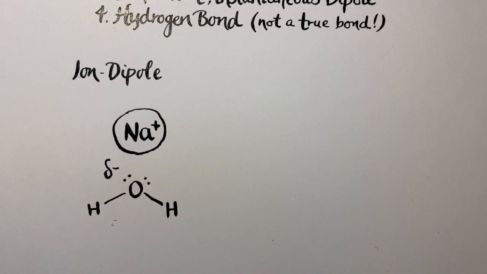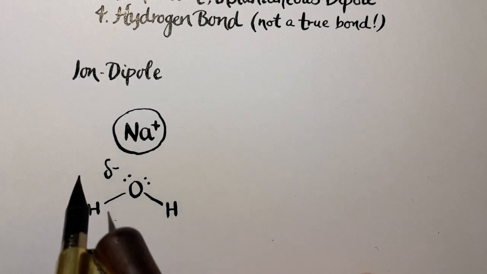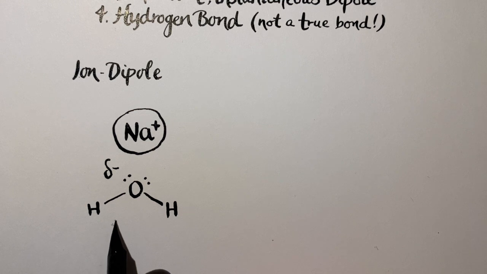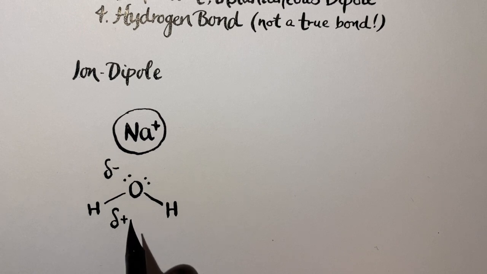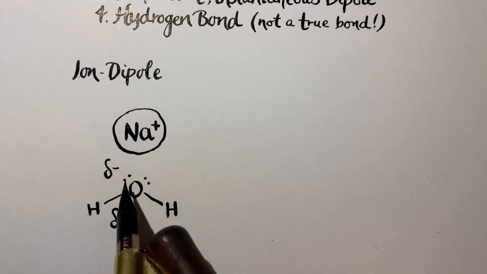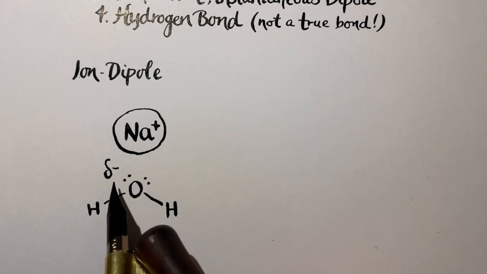Okay. So whenever you have partial negative on one end of the molecule, you must have partial positive, because there's asymmetry. If the electron distribution is asymmetric, it means it's more on one side than the other, and you end up with a dipole.